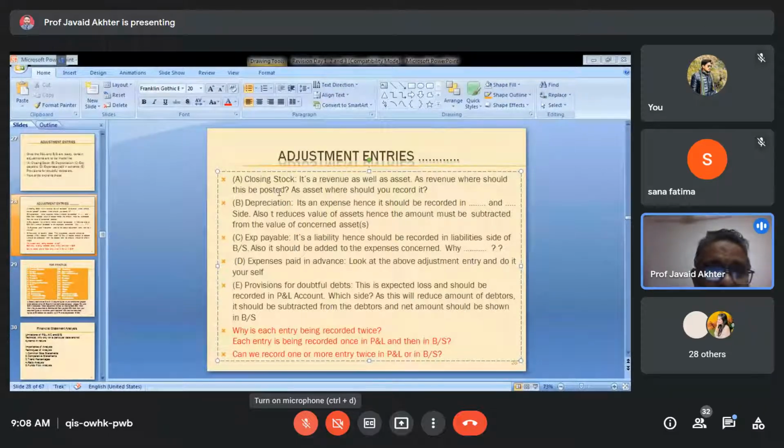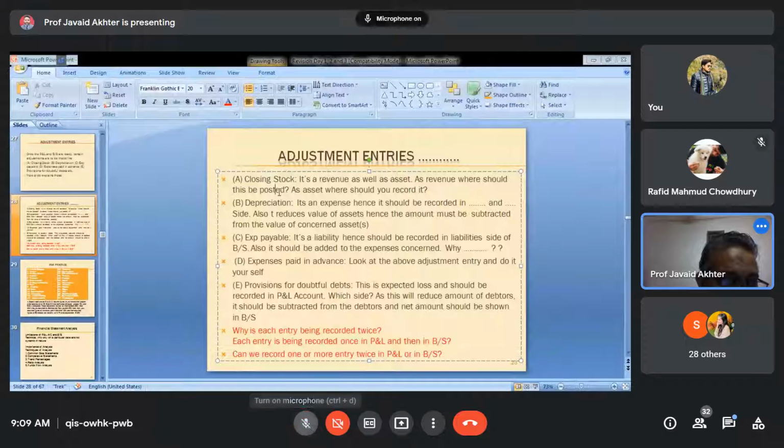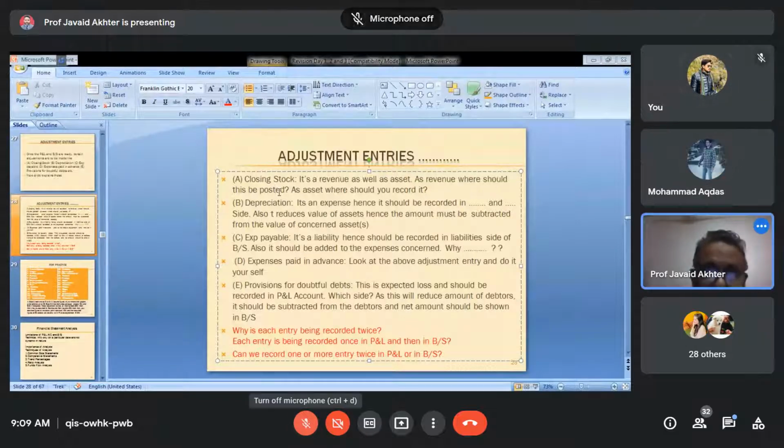Okay, what is the rule of expenses and income? Debit all expenses, credit all income. Isn't it? Yes, sir. So this is your income or expense? So where should it be posted? Credit side.